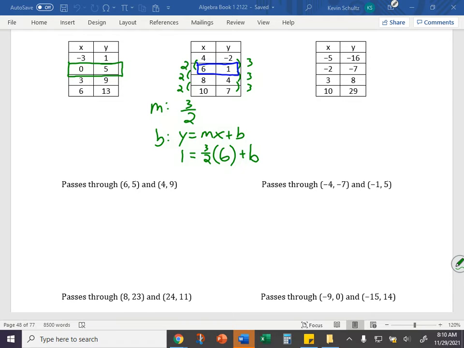First step, Damien, 3/2 times 6 is what? 3/2 times 6, or 1.5 of 6, or 1 whole 6 and half of another 6. 9. Okay? So 1 equals 9 plus b. Subtract 9 from both sides to get b by itself, and we get -8.